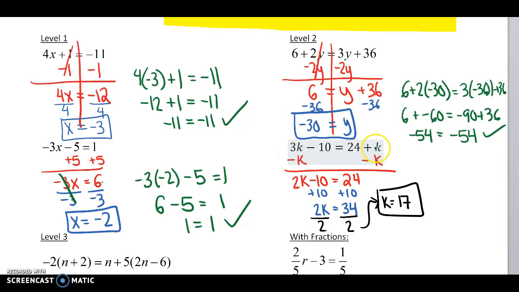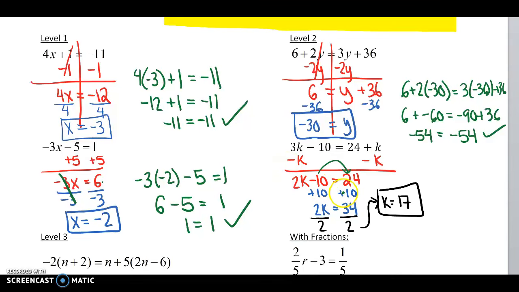So in order to move this k over, I have to undo it. So this is plus k. I have to subtract k from both sides. So 3k minus k is 2k. And then I have minus 10 still, and it still equals 24 because all I did was move the k over. Now I got to move the numbers to the other side.